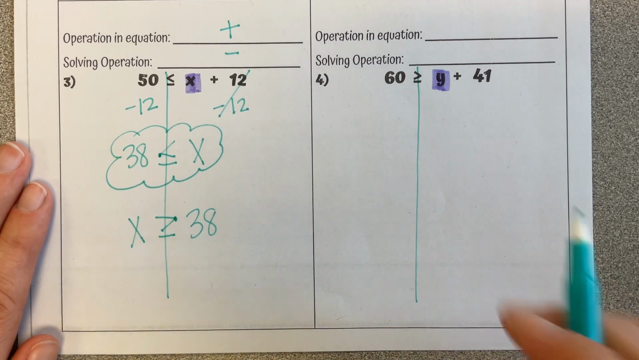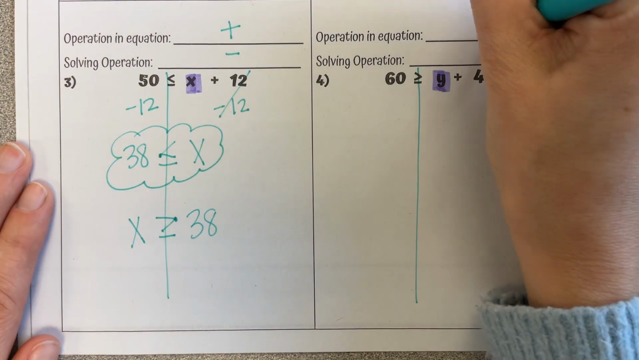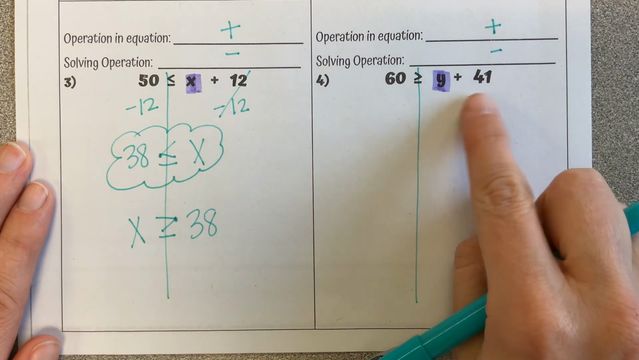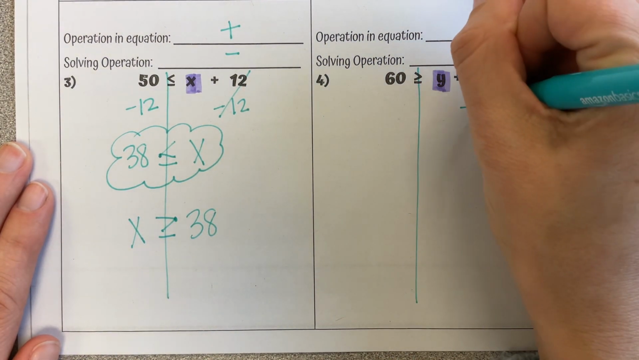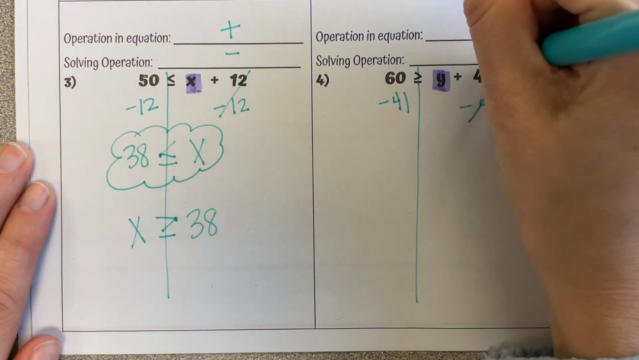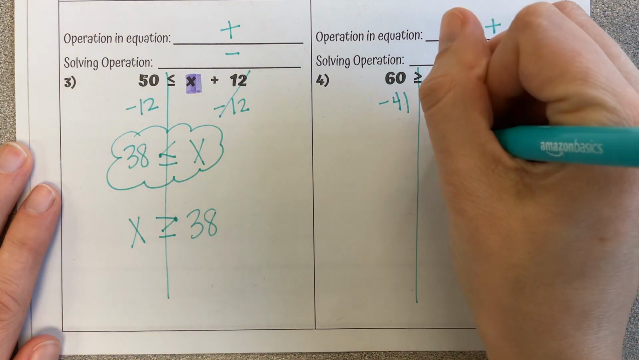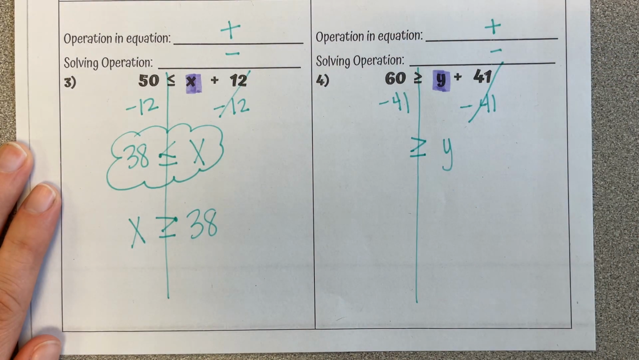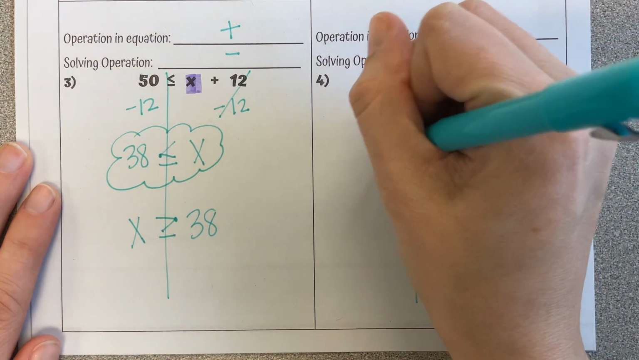Okay, number 4. On the side with our variable, the operation we have is addition. The opposite is to subtract. If we were adding 41, the opposite is to subtract 41 from both sides. On the side with the variable, those cancel. We're left with y. I'm going to bring down my inequality symbol. 60 minus 41 is 19.